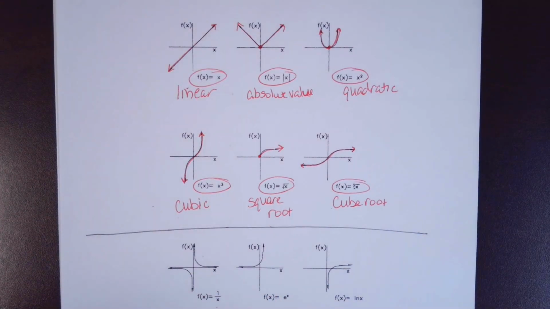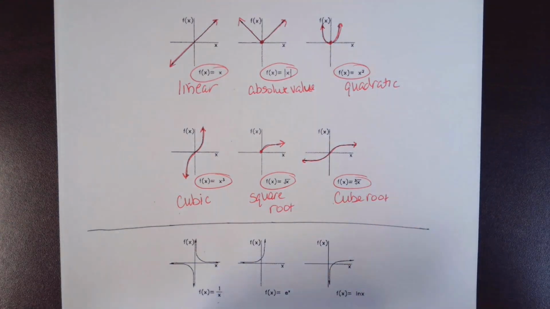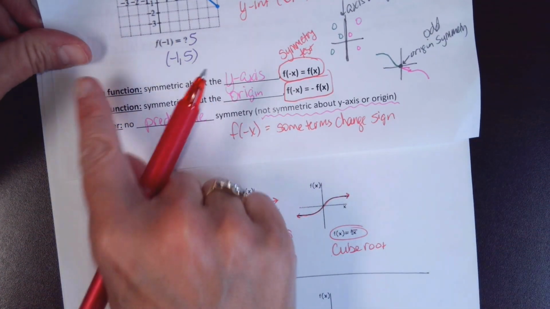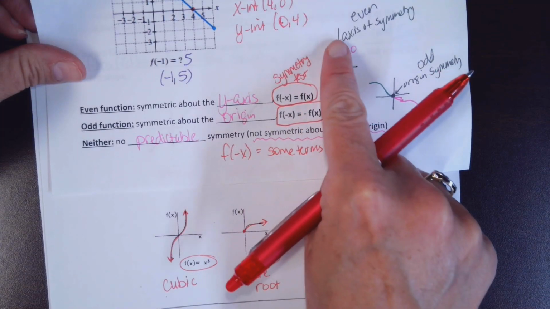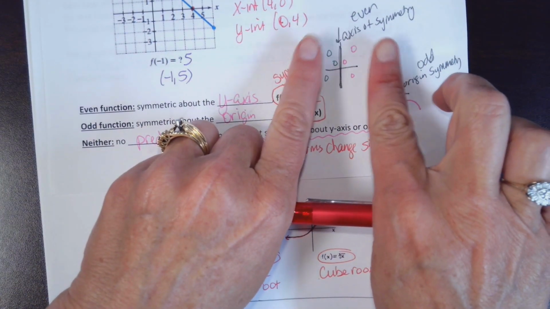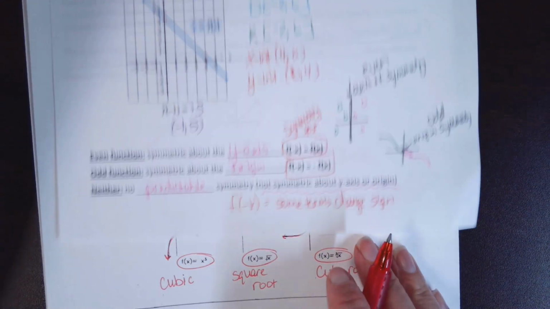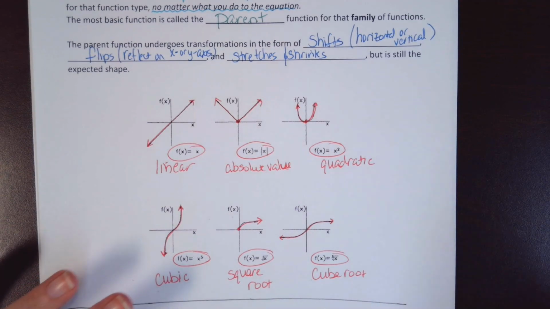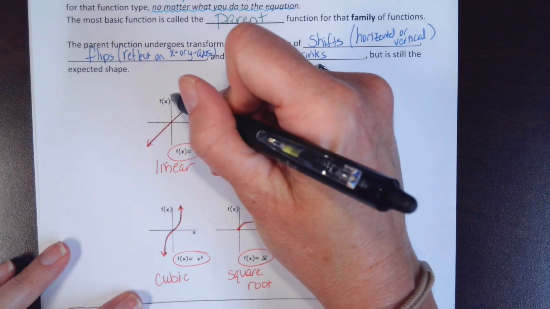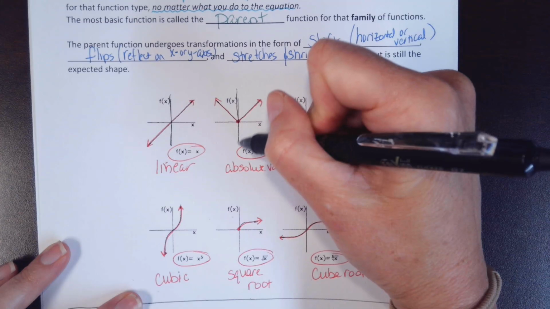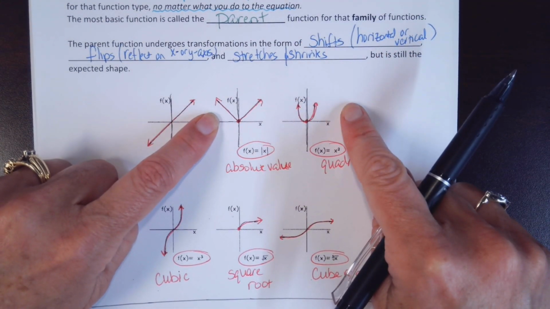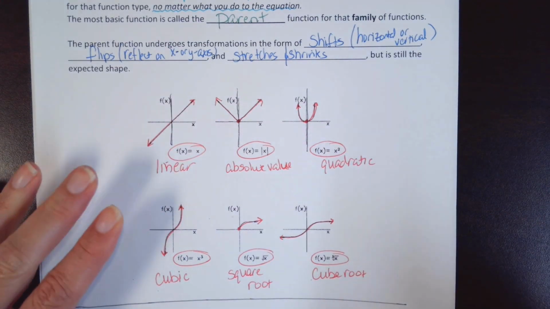Now, before we talk about these last 3, I want to apply what we learned about even and odd symmetry. An even function is symmetric about the y-axis. I can fold it on the y-axis, fold it like a hot dog, and the sides match up. So out of these 6 functions, do you see anything that's going to be an even function? If I fold my paper on the y-axis, the 2 sides would match up. Well, looky there, right there. These 2 are both even functions.